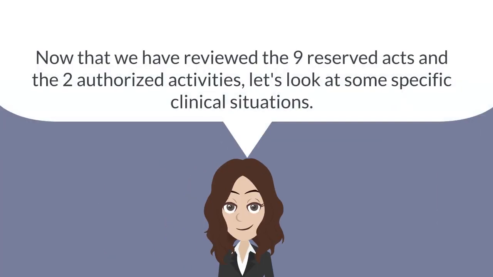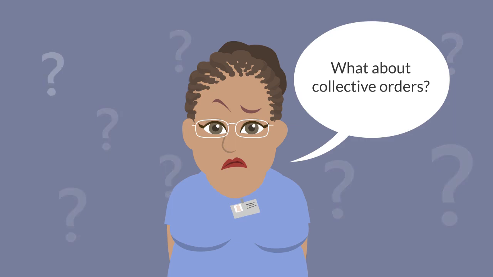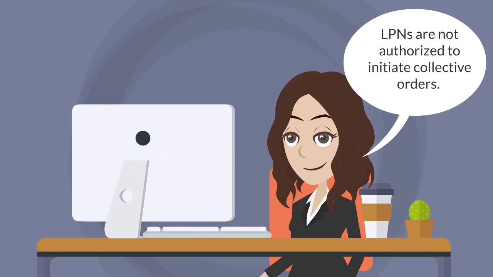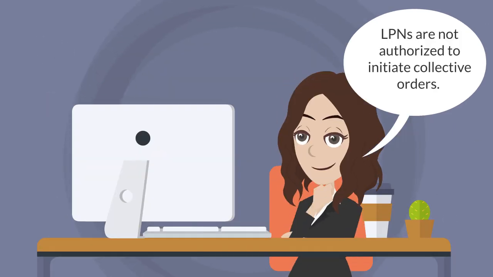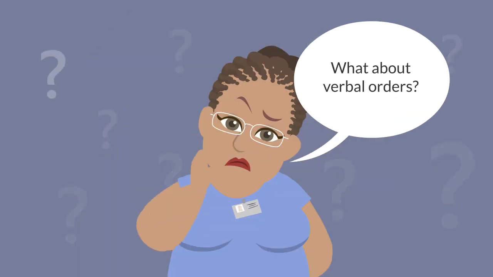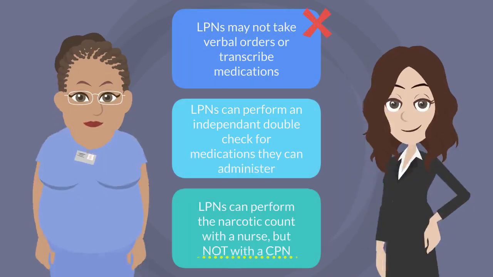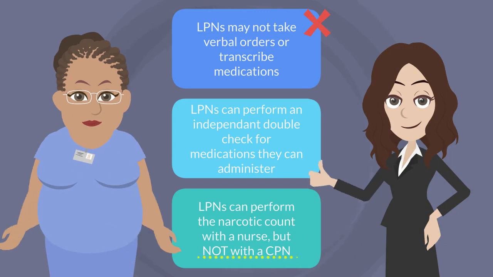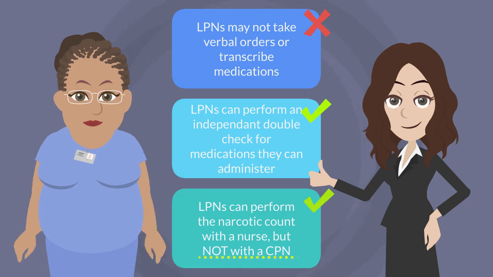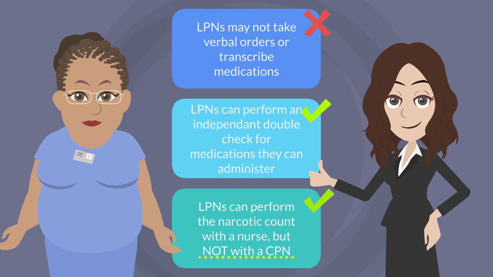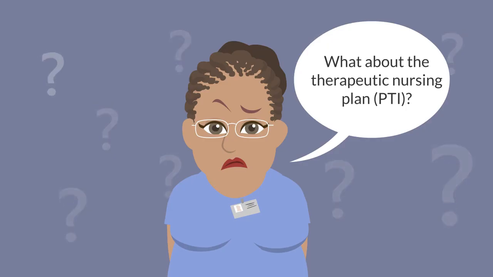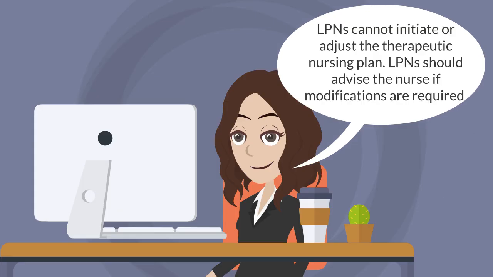Now that we have reviewed the 9 reserved acts and the 2 authorized activities, let's look at some specific clinical situations. What about collective orders? LPNs are not authorized to initiate collective orders. What about verbal orders? LPNs may not take verbal orders or transcribe medications. They can, however, perform independent double checks for medications they administer and perform narcotic counts with a nurse, but not with CPN.